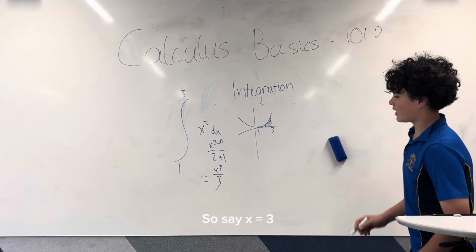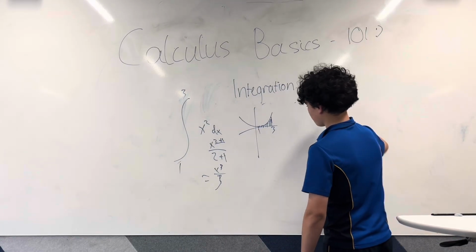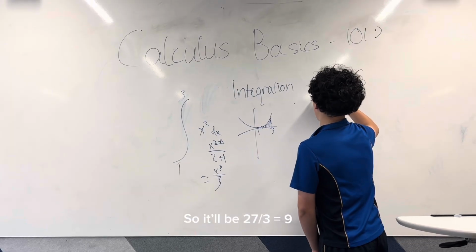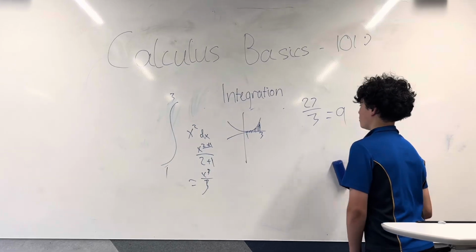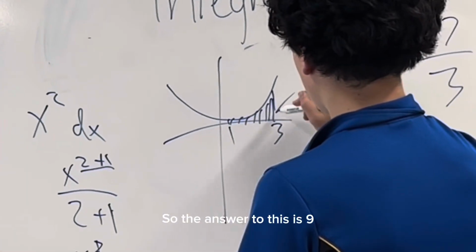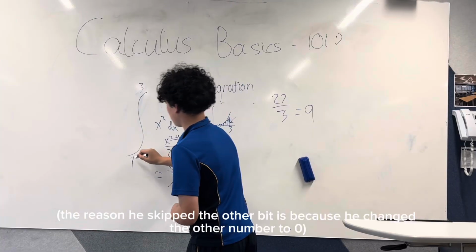So say x equals 3. It'll be 27 over 3, that will equal 9. So the answer to this is 9.